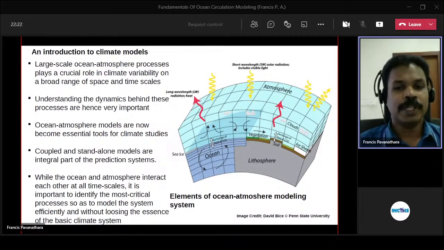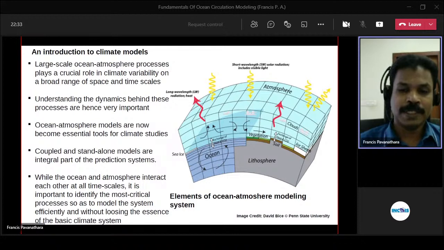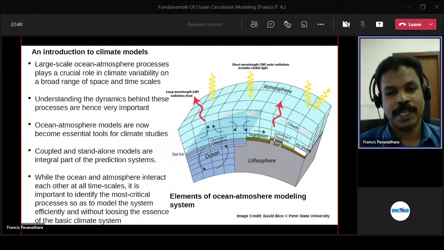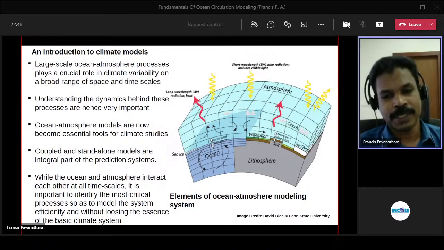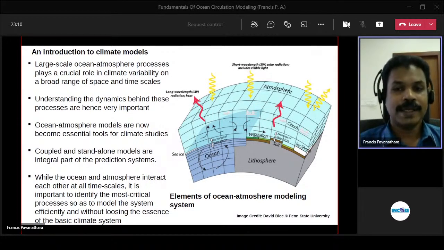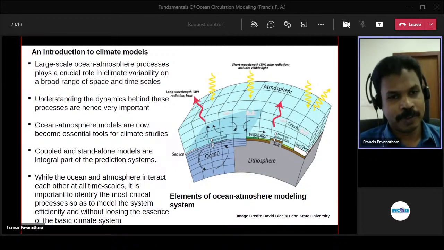So the first important part of any modeling is to identify the most critical processes that we need to model. That is the essence of ocean modeling. When you start building an ocean model, you should be very clear that this is the process I am interested in looking at, or this is the process I am interested in projecting or forecasting. Then what are the essential features to be represented in the model, what kind of model we should use, and what boundary conditions we should apply to get such processes right. That is the critical part of ocean modeling, apart from the technical part.